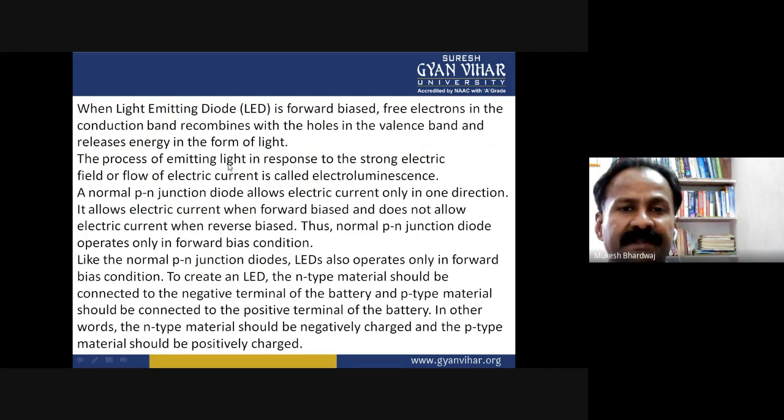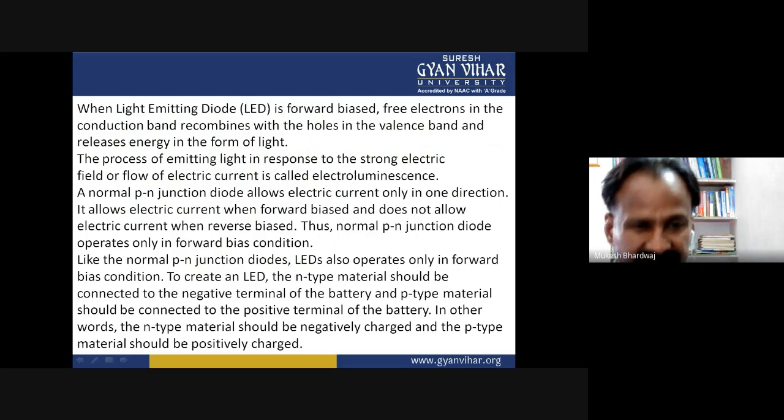To create an LED, the N-type material should be connected to the negative terminal of the battery, and the P-type material should be connected to the positive terminal of the battery. In other words, N-type material should be negatively charged and the P-type material should be positively charged.